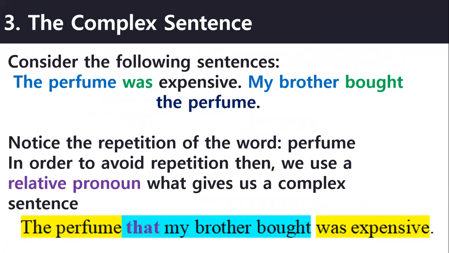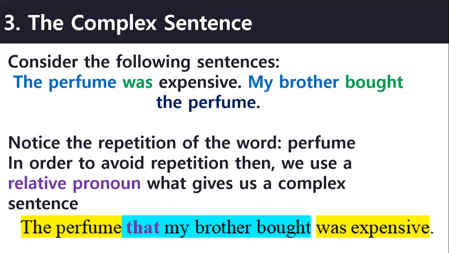Moving to the next type of sentence, it is the complex sentence. Consider the following sentences. The perfume was expensive. My brother bought the perfume. The perfume was expensive is the first sentence. My brother bought the perfume is the second one. Here again, we have two independent clauses.